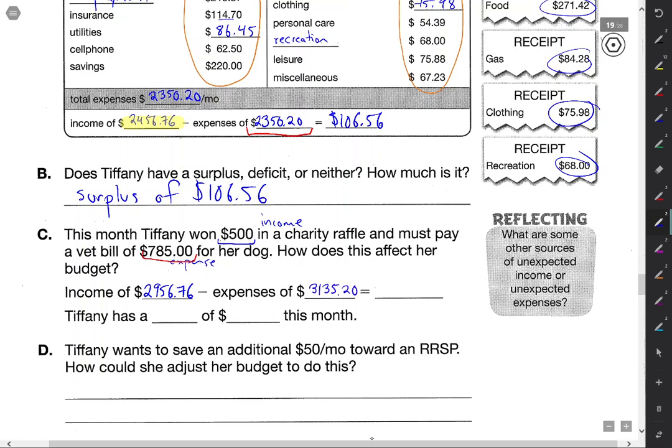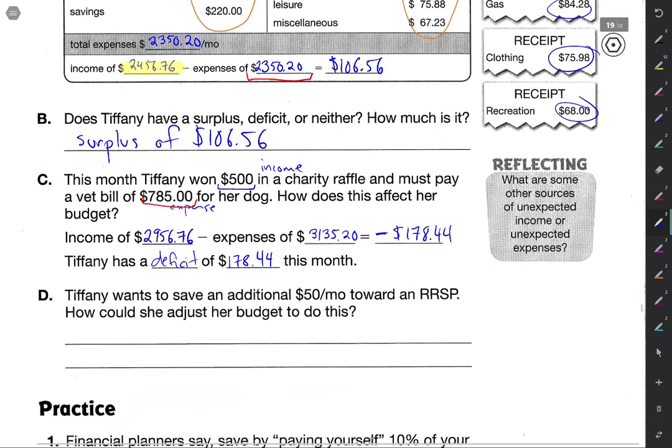If we add those two numbers together, her new expenses would now be $3,135.20. So now if we do the income minus expenses, we actually have a negative number, which is minus $178.44. So now Tiffany has a deficit of $178.44 this month. So she went over her budget.